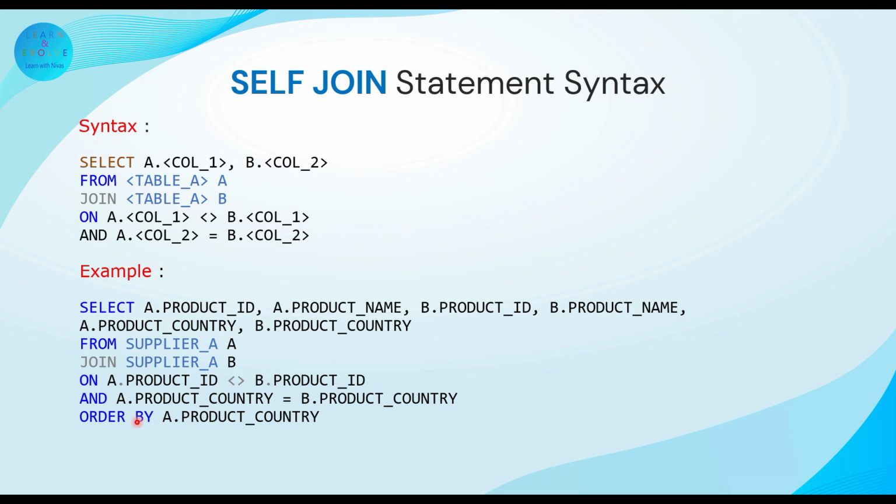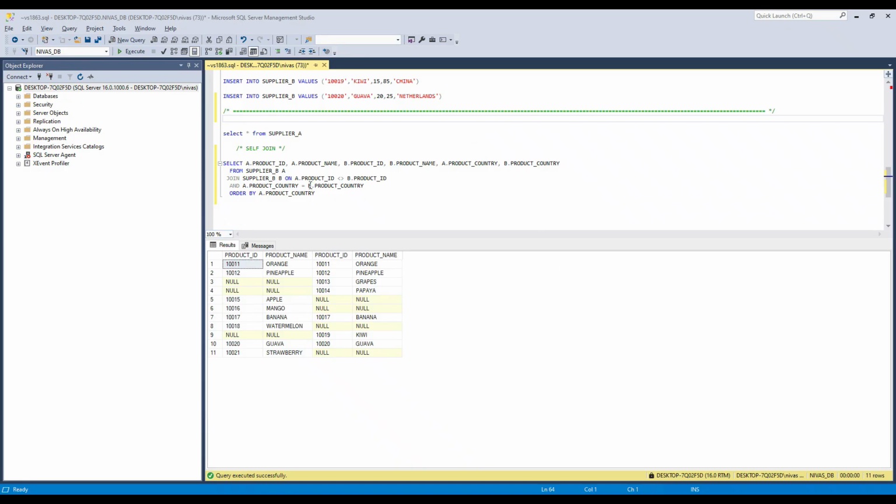Then you can give an ORDER BY statement if you want to see a sorted output, but ORDER BY is not necessary for this self join. I've given the ORDER BY so that you can get a good output. I'll showcase it in the visual explanation, both with and without ORDER BY.